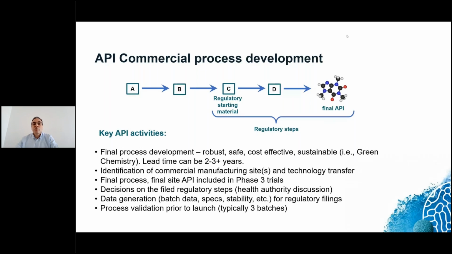The commercial manufacturing supply chain needs to be set up, and you need to start transferring the synthesis process to the foreseen commercial manufacturing site. Ideally, if you can afford it, you should have a main supplier and a second supplier in case of issues with the first source. The focus is now on filing readiness, and you need to start generating key data for the submission, such as batch data, stability data, and process validation data, typically on 3 different batches.